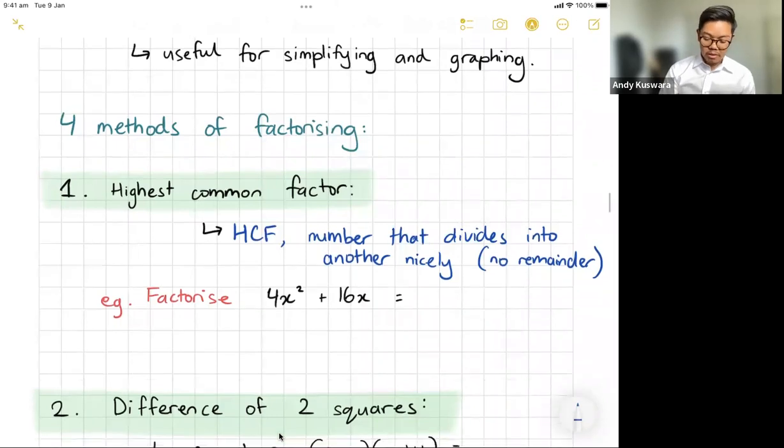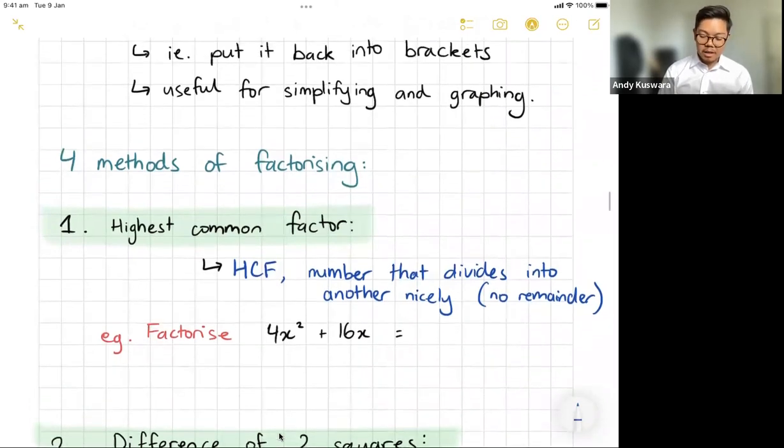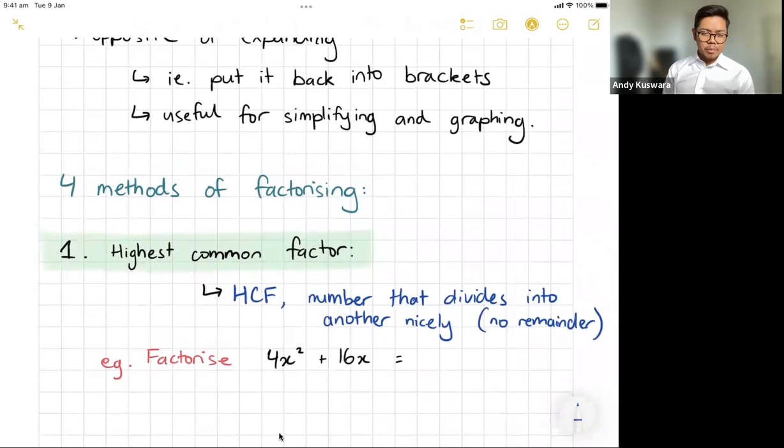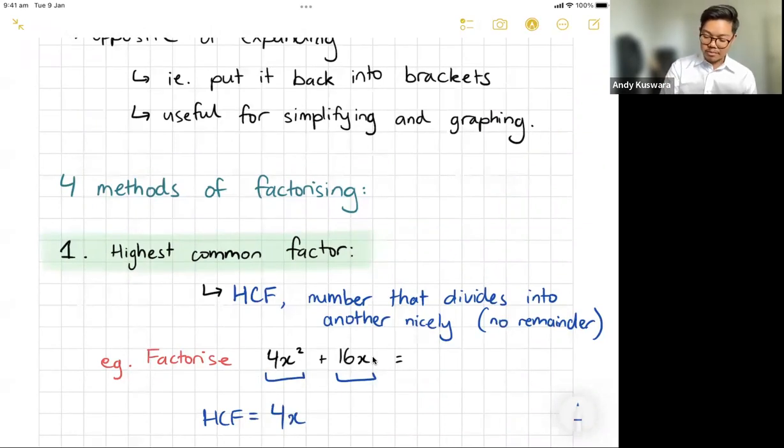Now, if I'm looking at this one, 4x squared plus 16x, between these two terms I'll write down my highest common factor. I can see between the numbers that 2 will go into both, but the highest common factor here will actually be 4, because 4 can go into 4 and 4 can go into 16. And then if I look amongst the letters, I have an x squared and an x. So my highest common factor here will be 4x. So I'm going to take 4x outside of a bracket.